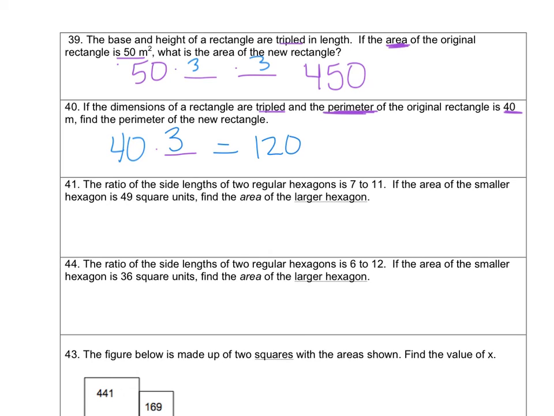Okay, on 41 it says the ratio of the side lengths of 2 regular hexagons, so we're talking about ratio when we're talking about side lengths, okay, is 7 to 11. It says if the area of the smaller hexagon is 49, we're trying to find the area of the larger one. So you have the side length.